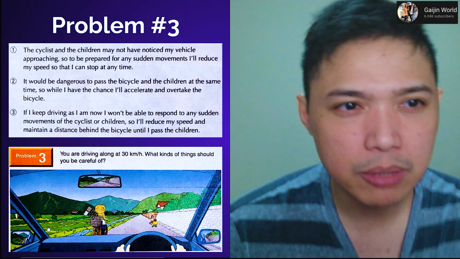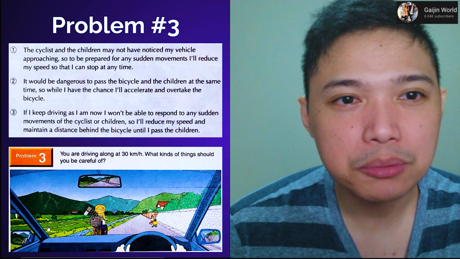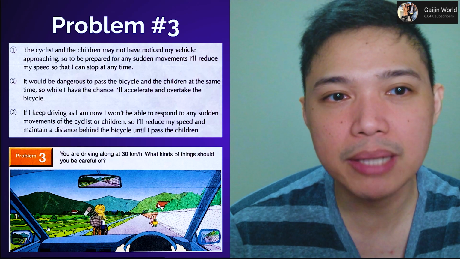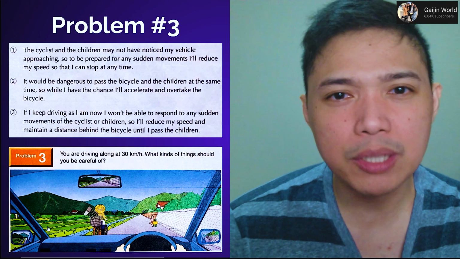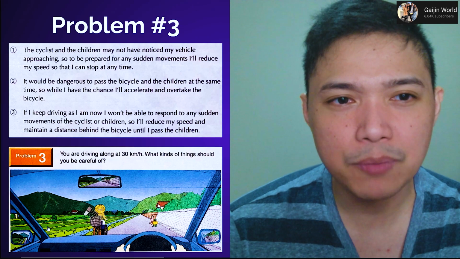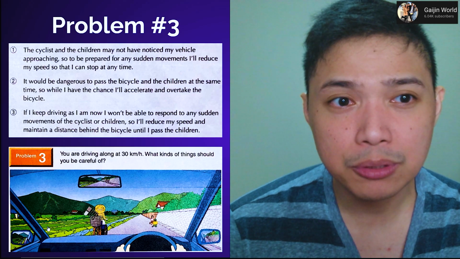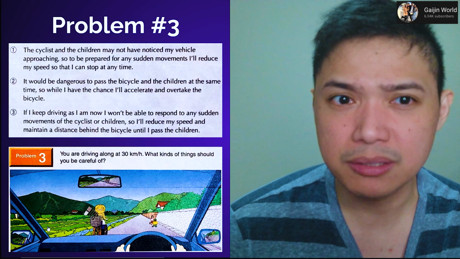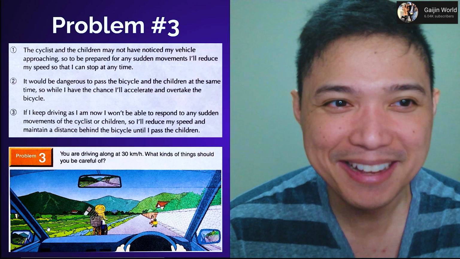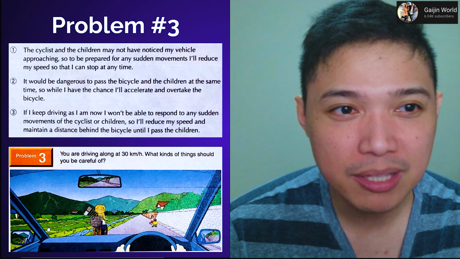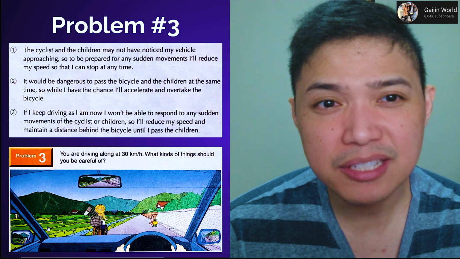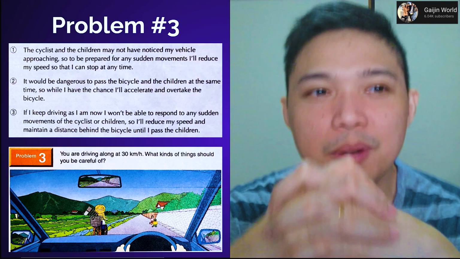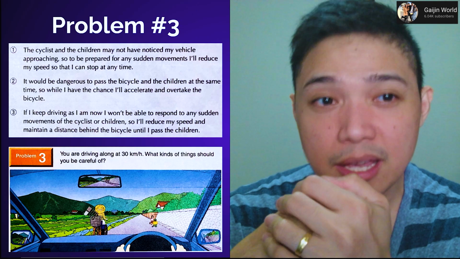Number 2, false. And number 3, if I keep driving as I am now, I won't be able to respond to any sudden movements of the cyclist or children, so I'll reduce my speed and maintain a distance behind the bicycle until I pass the children. This kind of question can be confusing sometimes, guys, because you are cautious about the people in front of you, but you just have to reduce the speed and keep a distance behind the bicycle until you pass the children. This is confusing for me. How about you? What do you think about the answer? Maybe the answer here is false. I'm just guessing. I think number 3 is confusing, but I'll guess the answer here is false.